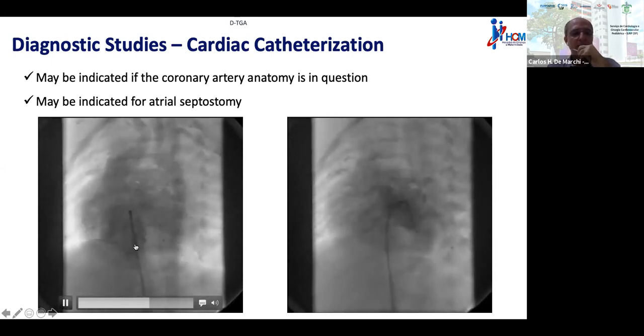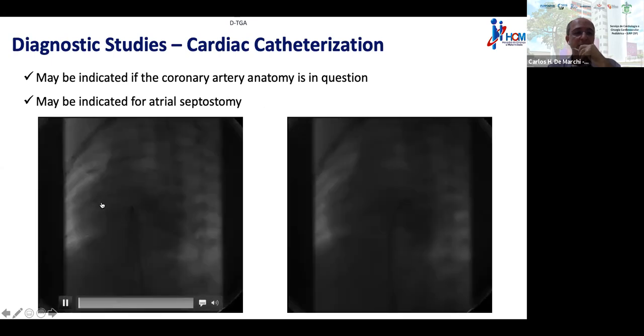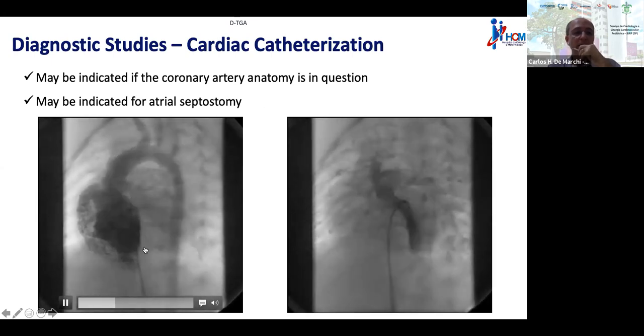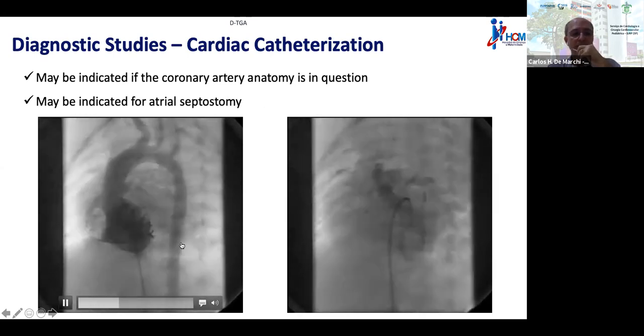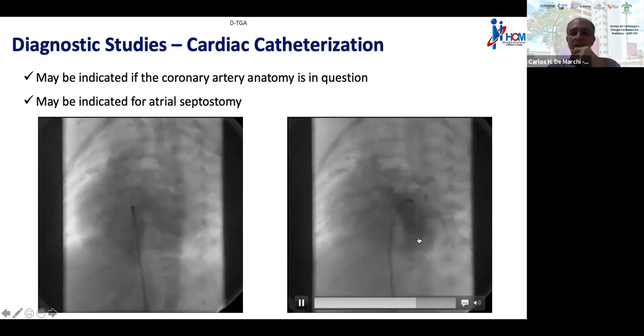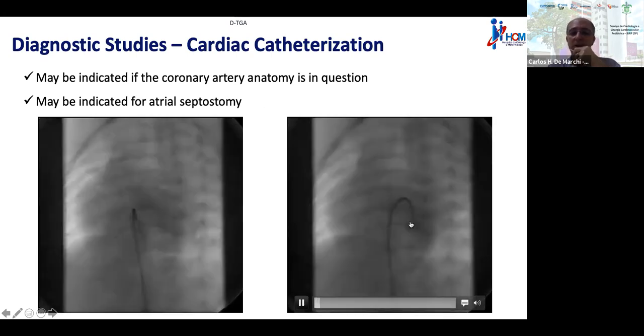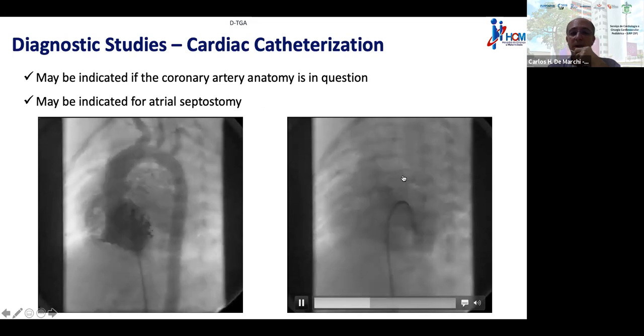On this side, we can see the contrast in the right chamber with the large trabeculations and the aorta, and on the other side contrast in the left ventricle and the pulmonary artery, the discordant ventricular arterial connection.